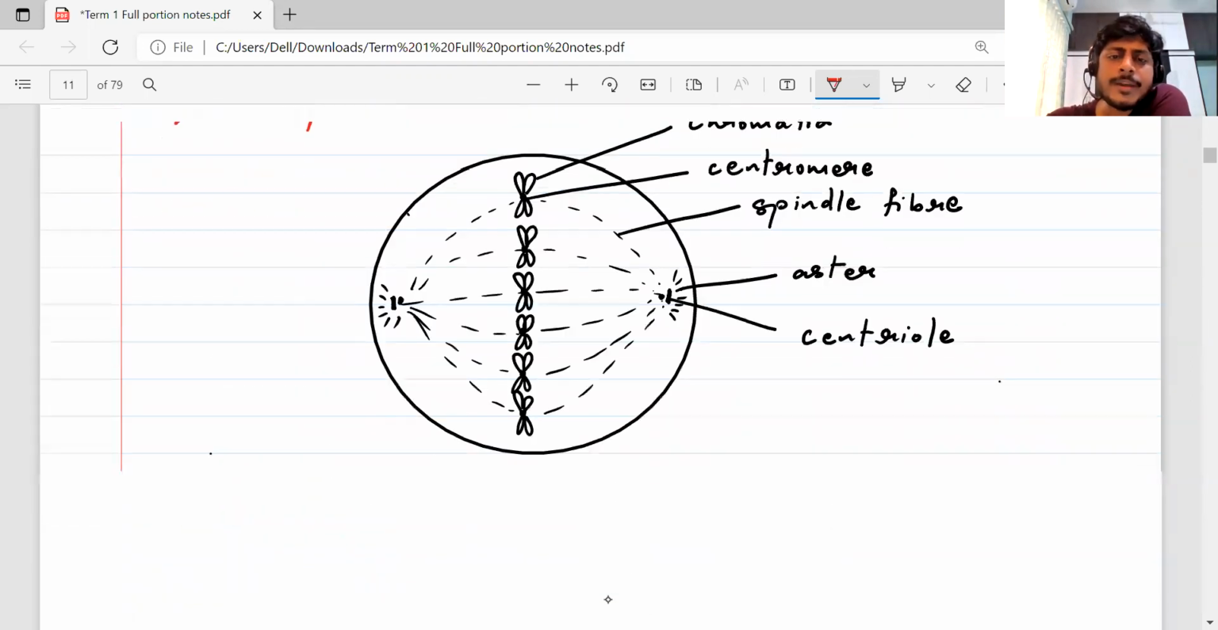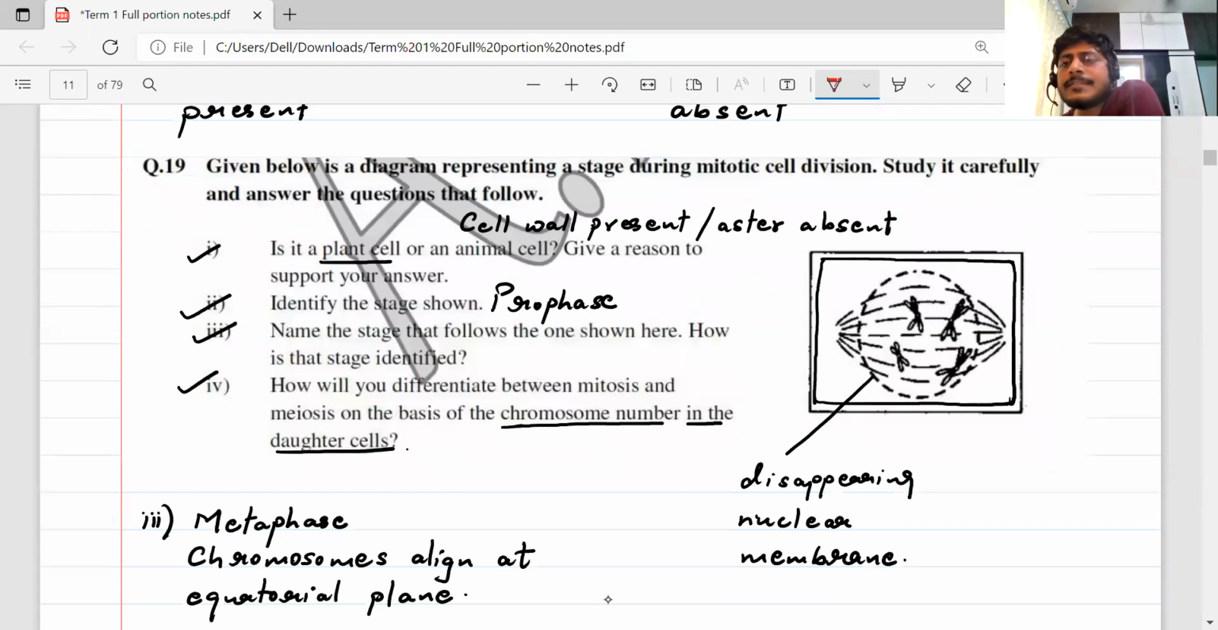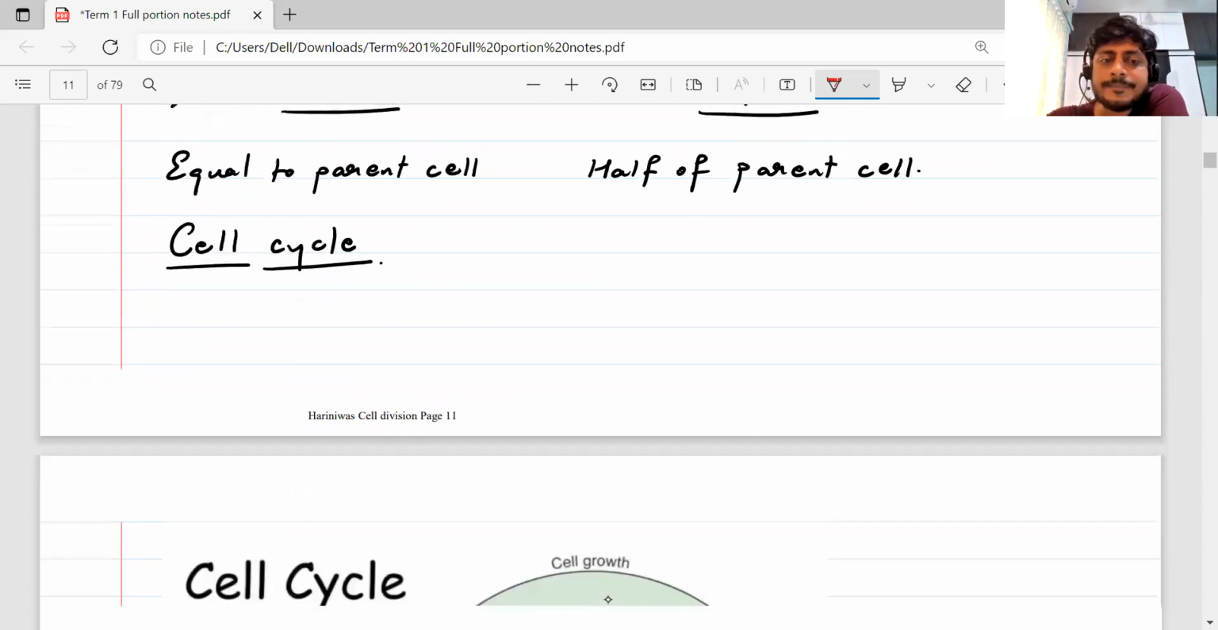Then you move down, you've done one more. This we had done. So this was another one. Again, the identification feature for the stage was the disappearing nuclear membrane. So it was prophase, but you did not see the centrioles and the asters. So it was plant cell. So it was prophase in plant cell. That's how we had identified it. Prophase in the plant cell.